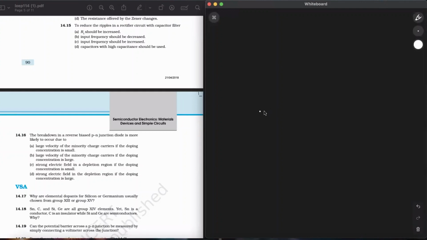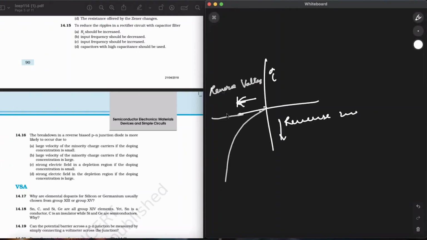If you draw this diagram, this is the reverse current, and it will be minus I for the reverse current, and the reverse voltage over here. So a breakdown has occurred over here. This is called the breakdown voltage. So option A, large velocity of the minority charge carriers if the doping concentration is small, is correct. And option D, strong electric field in the depletion region if the doping concentration is large, that is also correct. So option A is correct, and option D is correct.